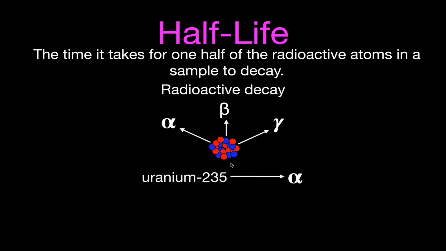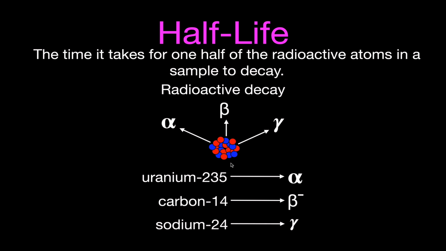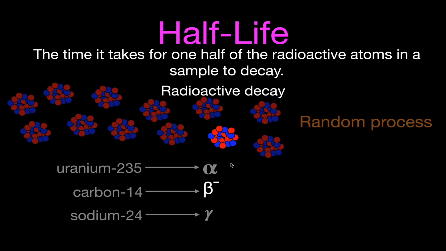Some examples of elements that will undergo radioactive decay are, for example, uranium-235, which is an alpha emitter. Carbon-14, which we use for radiocarbon dating, is a beta emitter. And then we have sodium-24, which will undergo gamma decay and emit some energy to become more stable. All right, so that's a brief overview of radioactive decay.